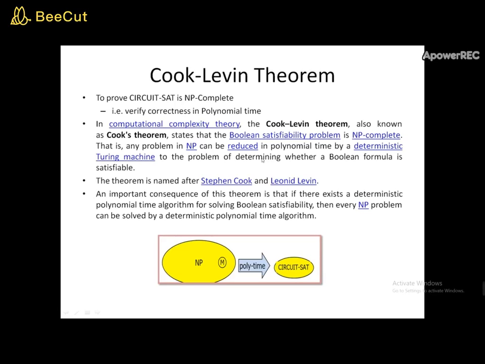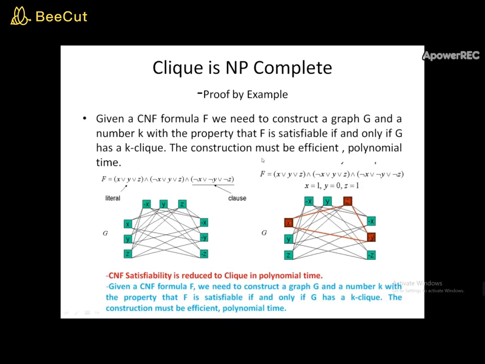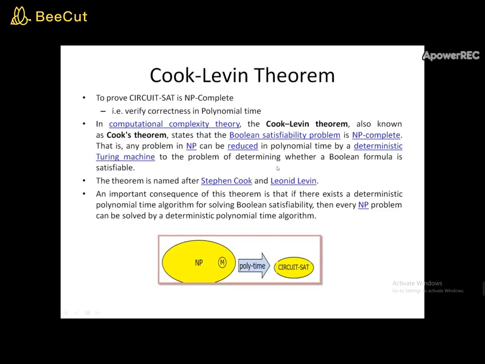So what can I say is an instance here? The instance is nothing but giving the values x equal to 1, y equal to 0 and z equal to 1. Giving this instance, you get the value of f equal to 1. Output is 1, which means it is satisfiable. That is what is given by Cook's theorem. An important consequence of this theorem is that if there exists a deterministic polynomial time algorithm for solving Boolean satisfiability, then every NP problem can be solved by a deterministic polynomial time algorithm.